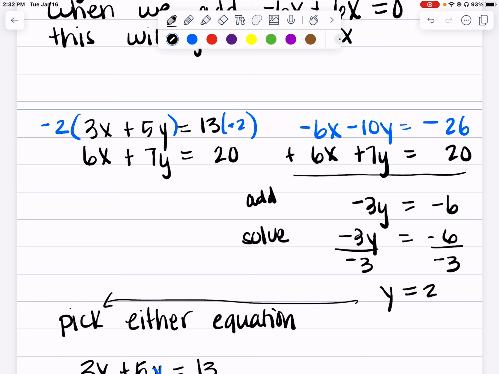Now you're going to add the second equation, add the new equation, negative 6x minus 10y equals minus 26. Add it to the other equation, and we see minus 6x plus 6x equals 0. So add our like terms, minus 3y equals minus 6, divide, y equals 2.